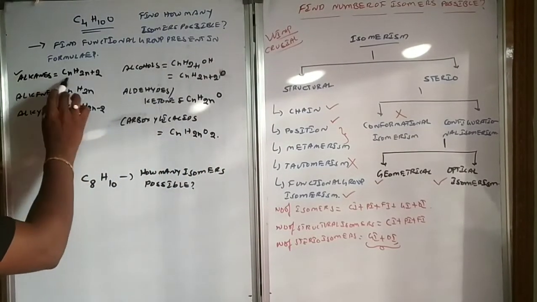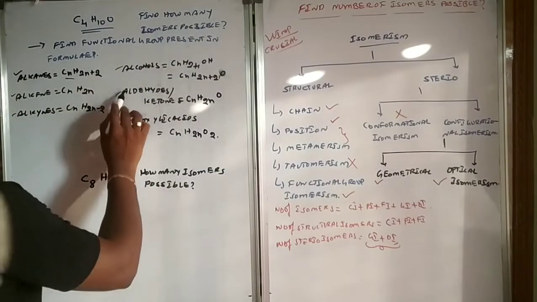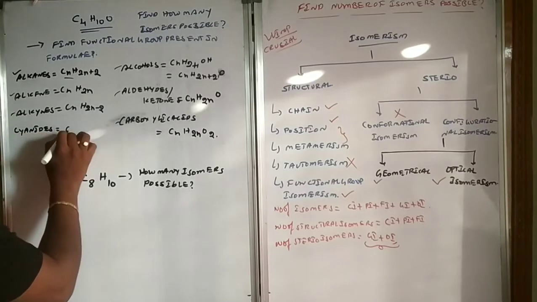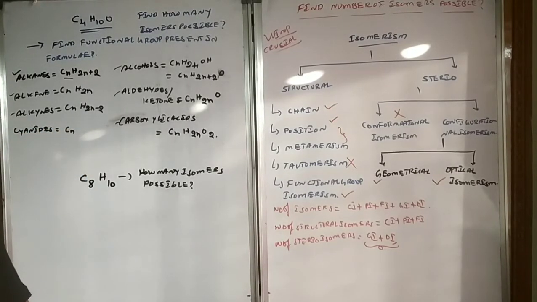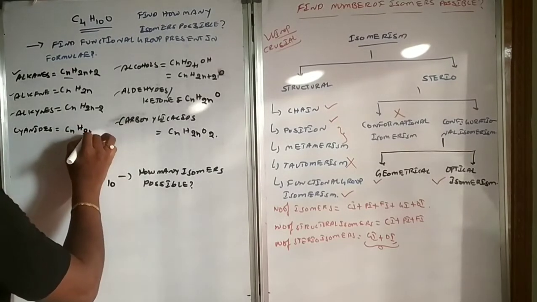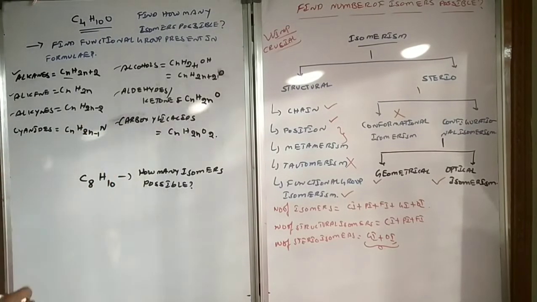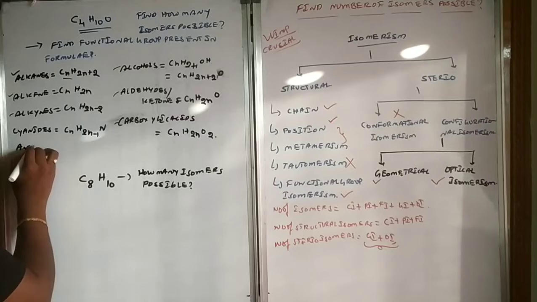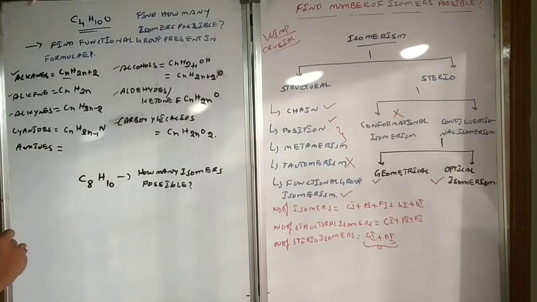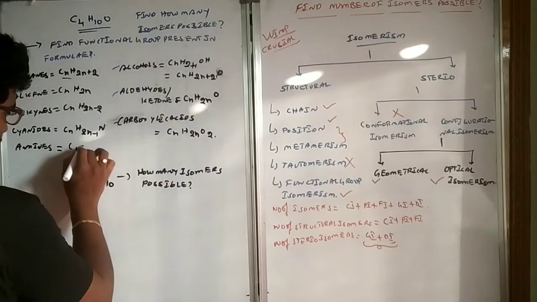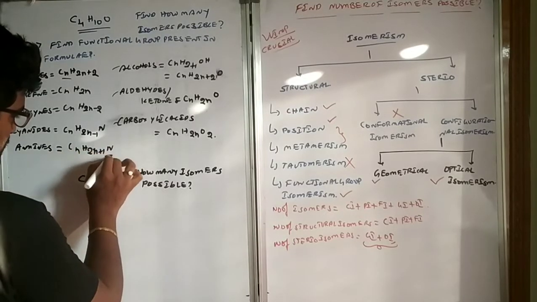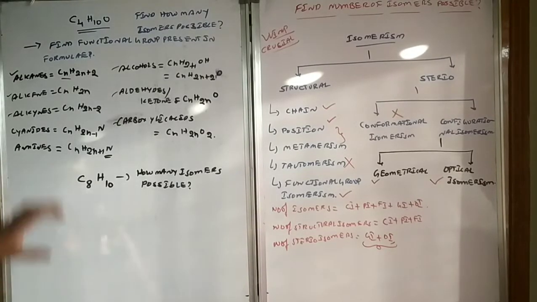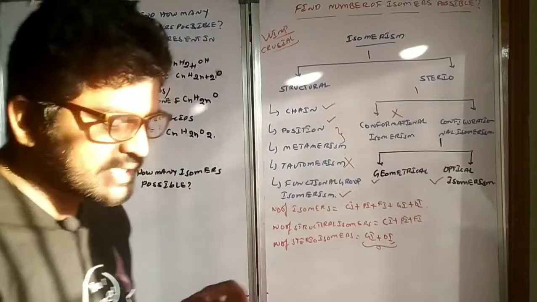So alkanes, alkenes, alkynes, alcohols, aldehydes and then carboxylic acids are there. And when cyanides are present, it will be CnH2n-1N. When amines are present, it will be CnH2n+1N. Like this, these are the major functional groups present in a compound.